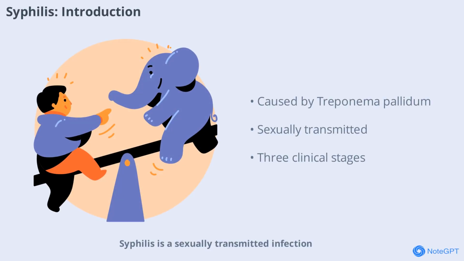Syphilis is a sexually transmitted infection caused by the spirochete Treponema pallidum. Discovered in 1905, this bacterium is primarily transmitted through sexual contact but can also be passed from mother to child. Syphilis progresses through 3 stages, each with distinct oral manifestations. Recognizing these stages is essential for timely diagnosis and effective treatment.